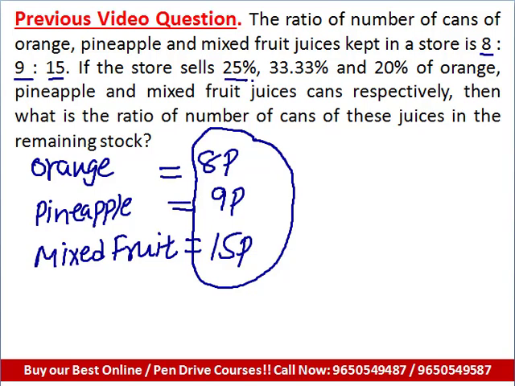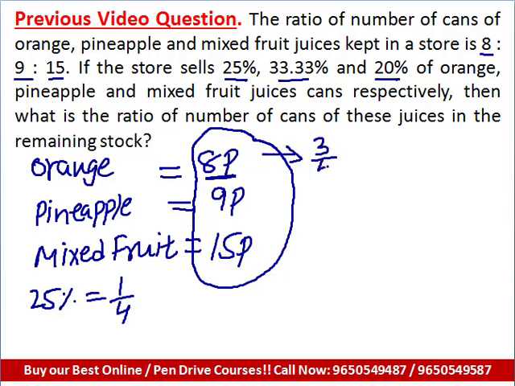If the store sells 25%, 33.33% and 20% of orange, pineapple and mixed fruit cans respectively, then what is the ratio of the cans in the remaining stock? That means 25% of orange has been sold. 25% is nothing but 1 by 4. So 1 by 4 of orange cans have been sold. If 1 by 4 has been sold, that means 3 by 4 is left.